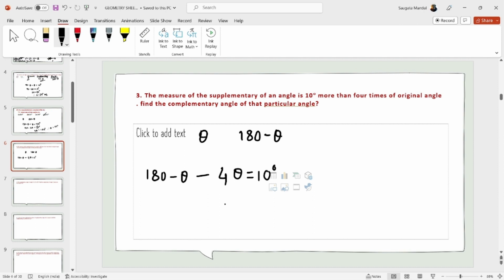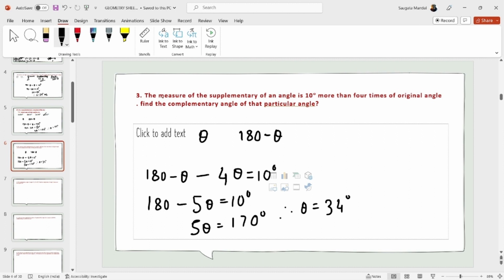Is it clear to all? It is the equation, and then you can easily solve the equation. 180 degree minus 5 theta is equal to 10 degree. 5 theta is equal to 170 degree. And therefore theta is equal to 34 degree.